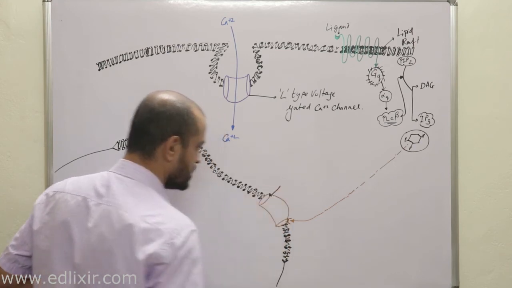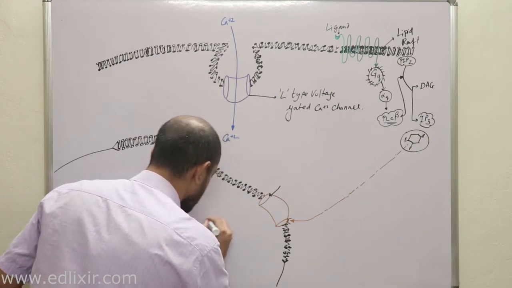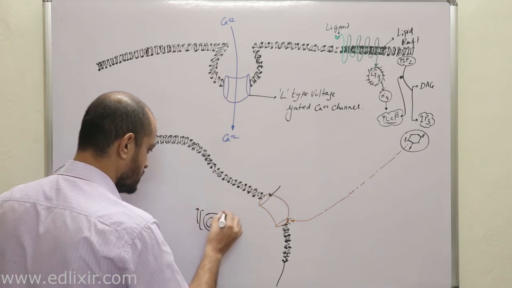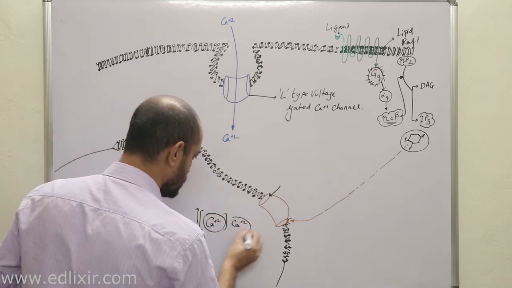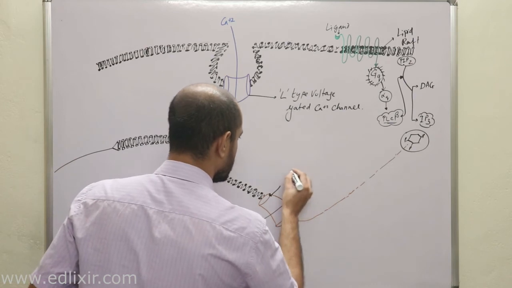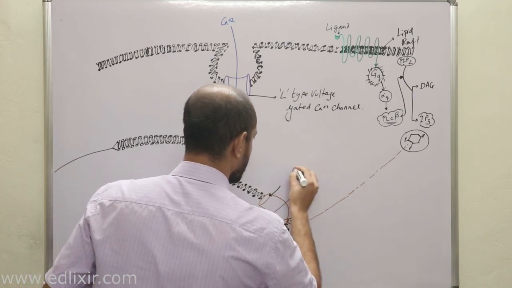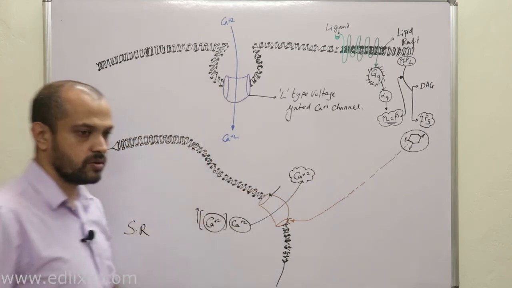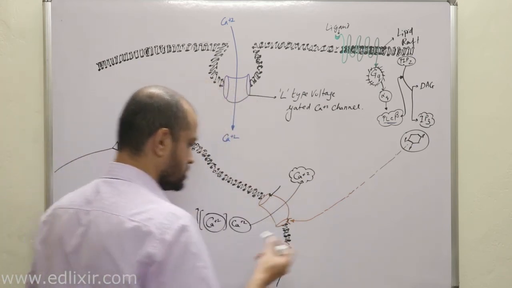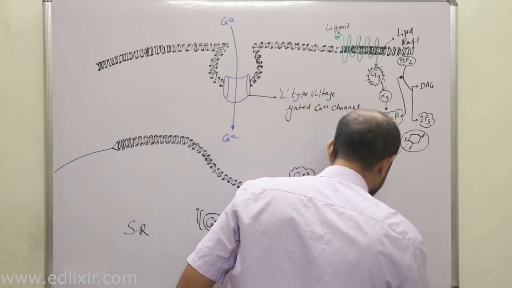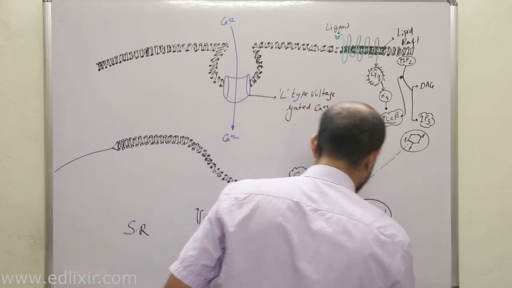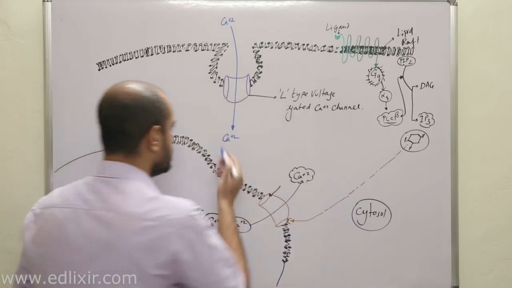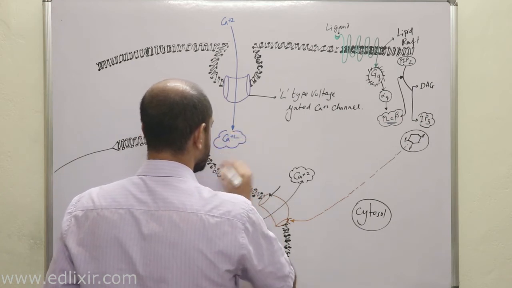This is a ligand gated channel, and the calcium concentration inside the sarcoplasmic reticulum is high, right? And therefore calcium will now flow out of the channel, and it will come into the cytosol, right? This is actually the cytosol.